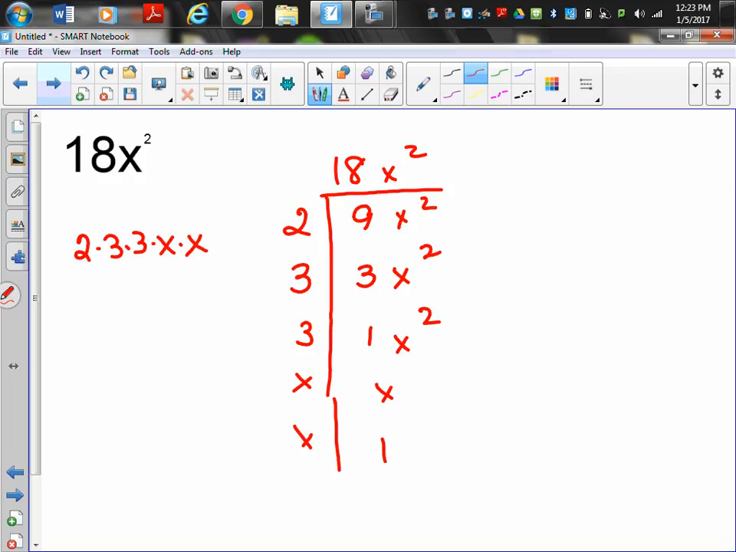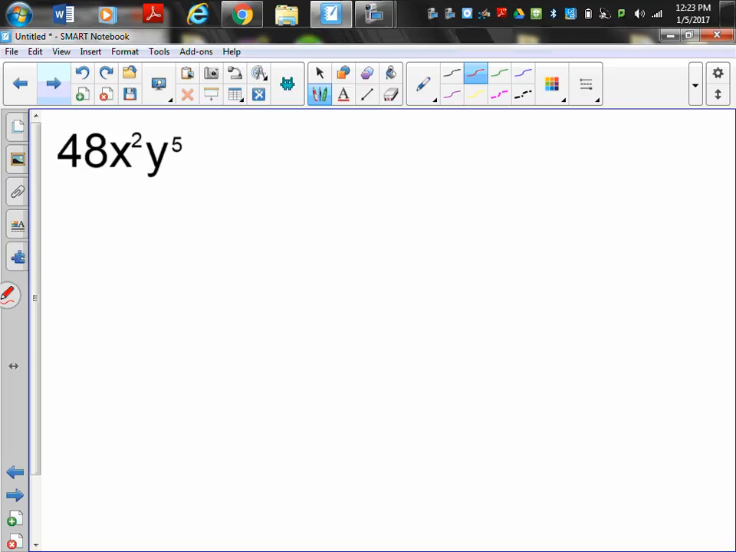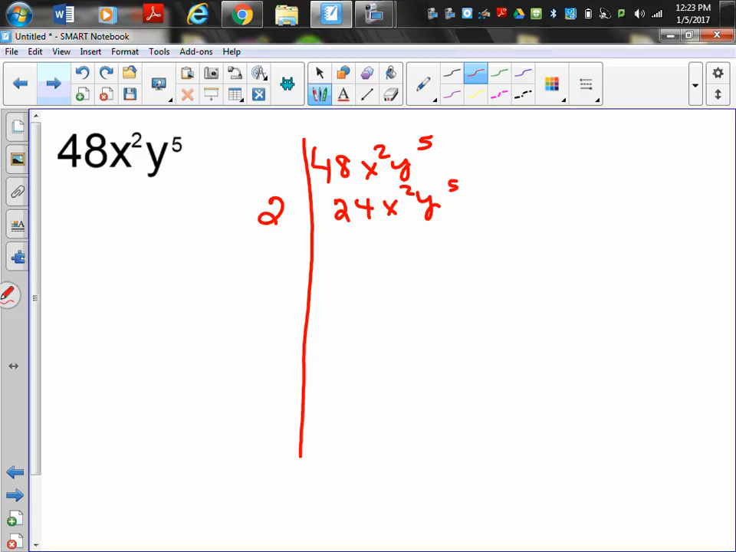All right, let's look at the next one. 48x squared y to the 5th. I'm going to start with 48x squared y to the 5th. Is 48 divisible by 2? Yes. So 2 times 24x squared y to the 5th. Now, is 24 divisible by 2? Yes. So you're wanting to use just prime numbers on this side.